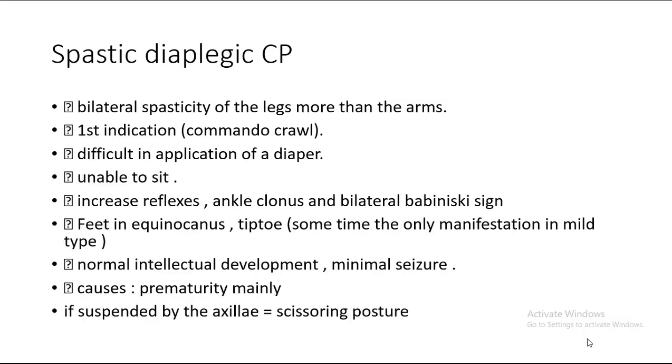Now, the most common type that is seen in clinical practice is the spastic diplegic cerebral palsy. As we mentioned before, there is involvement of the lower limbs only, or the upper and lower limbs, but the lower limbs are affected more than the upper limbs. The first indication is commando crawl.